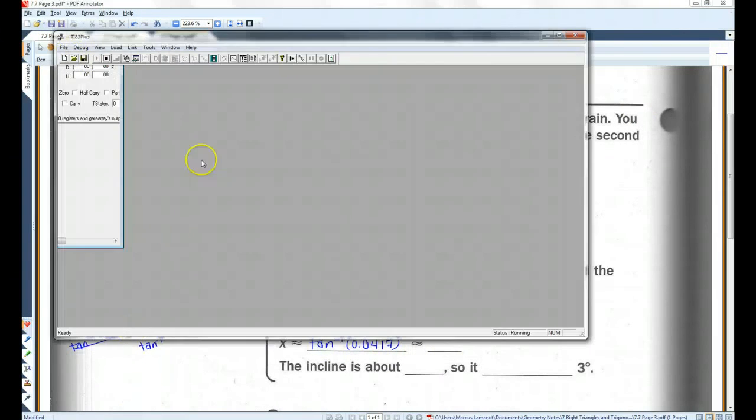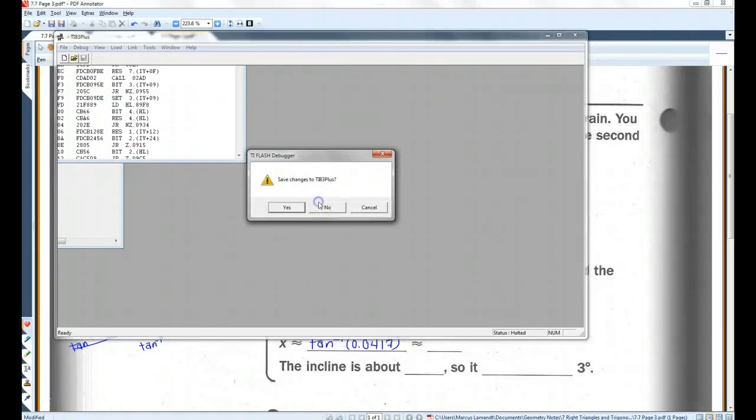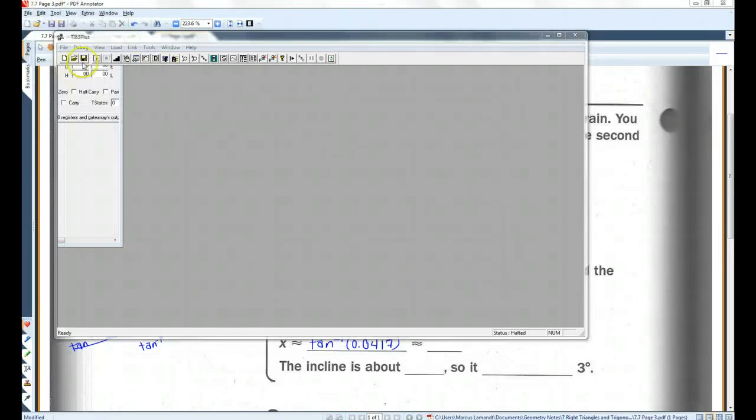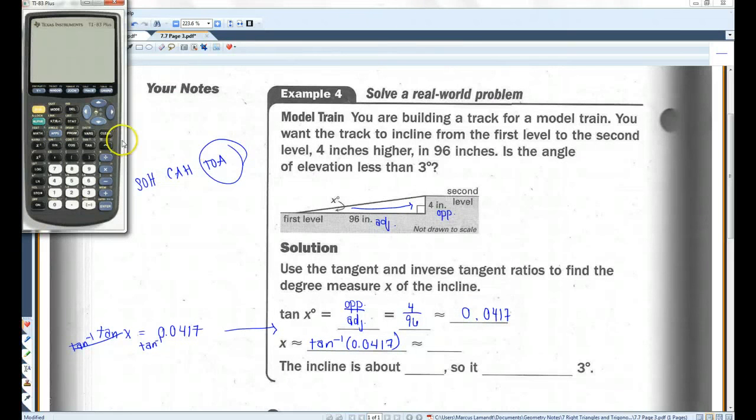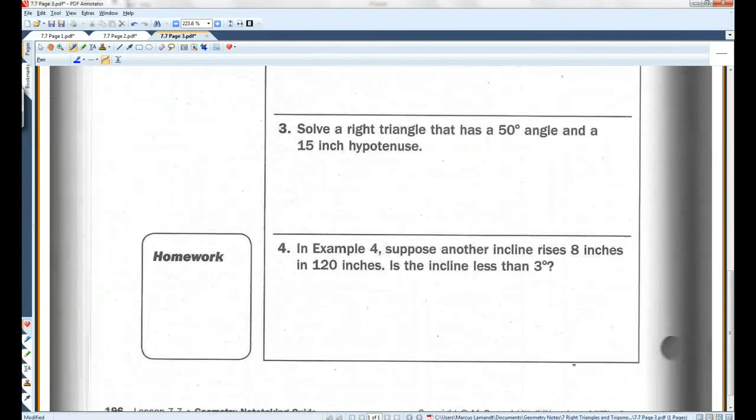Let's pull out my other calculator, which is probably turned off. Of course it has. Alright. Okay. Inverse tangent of 0.0417 is approximately 2.4 degrees. The incline is about 2.4 degrees, so it is less than 3 degrees. Alright, I'll let you guys do the checkpoint, and that's all.